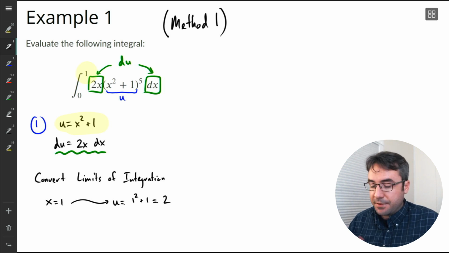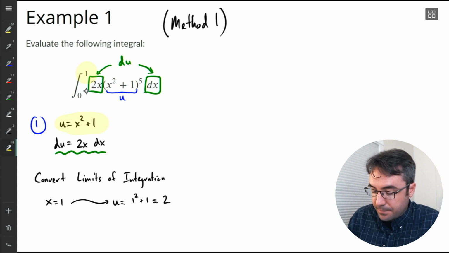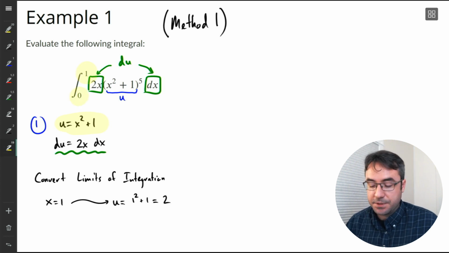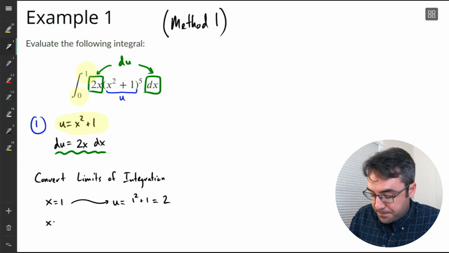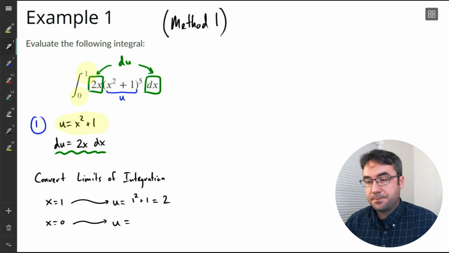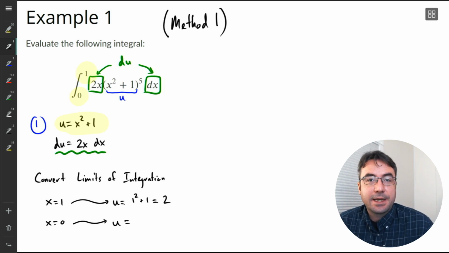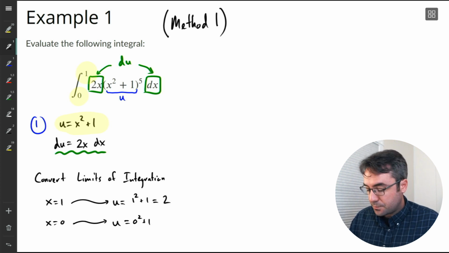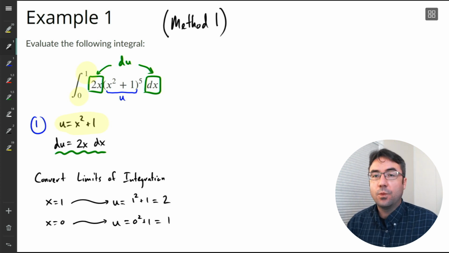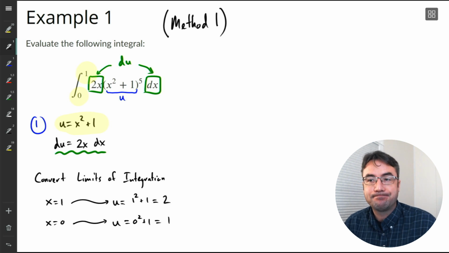Then we want to do the same thing for our lower limit. Our lower limit is x equals 0. We're going to plug it into our equation for u. Again, u is equal to x squared plus 1, so we're going to get 0 squared plus 1, which is 1.